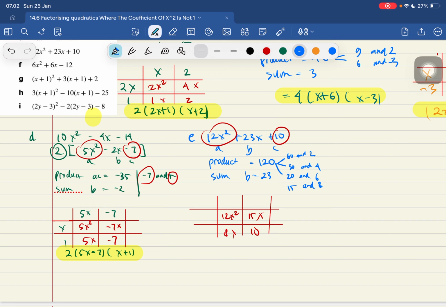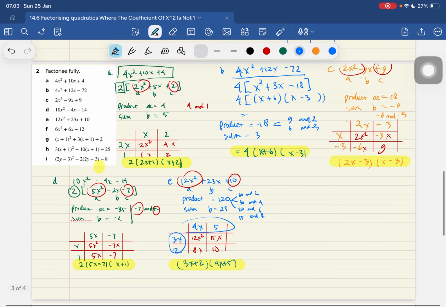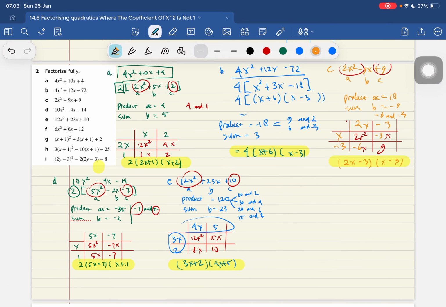Now we will find the highest common factor of each. 12 and 8, the highest common factor is 4, so this is 4x. Here is 5. 12 and 15, their highest common factor is 3. 8x plus 10, okay, so we got it. So 3x plus 2. Then we multiply it with 4x plus 5. Then we got F.